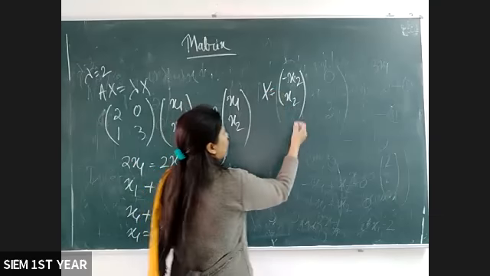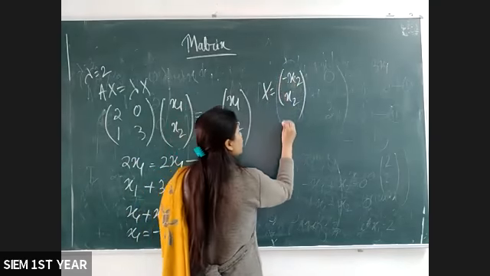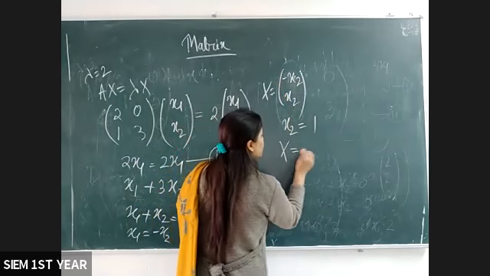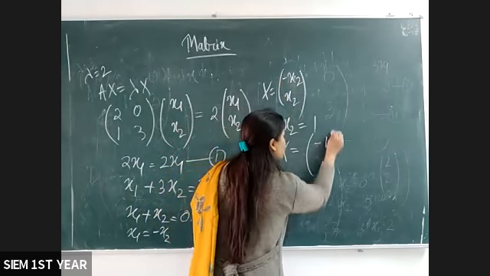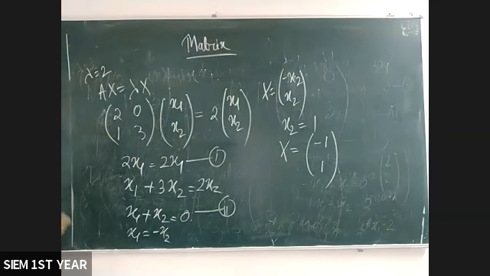Here we cannot use zero because this is a non-null vector. So I am using x2 is equal to 1. So capital X will be minus 1, 1. So this is one eigenvector. I hope it is clear to all of you.